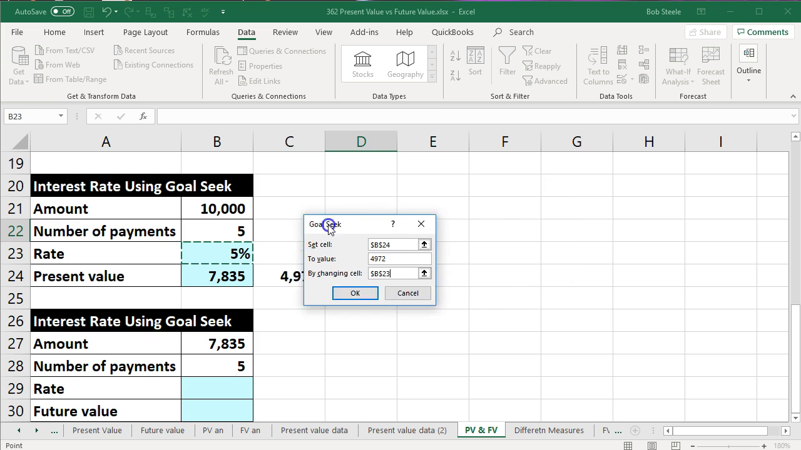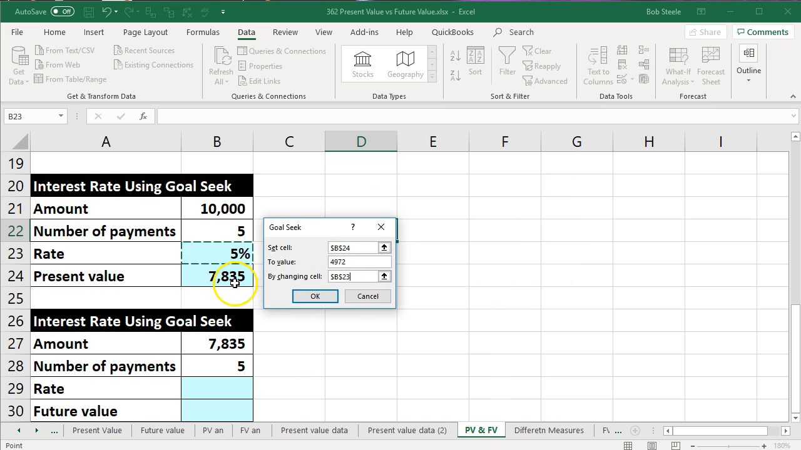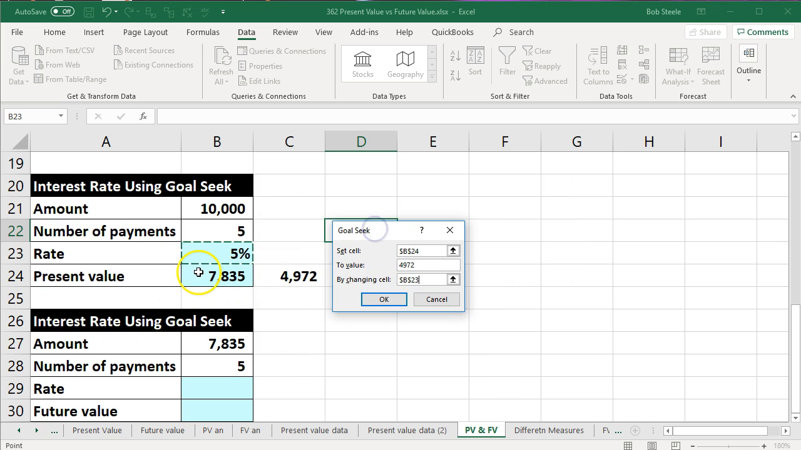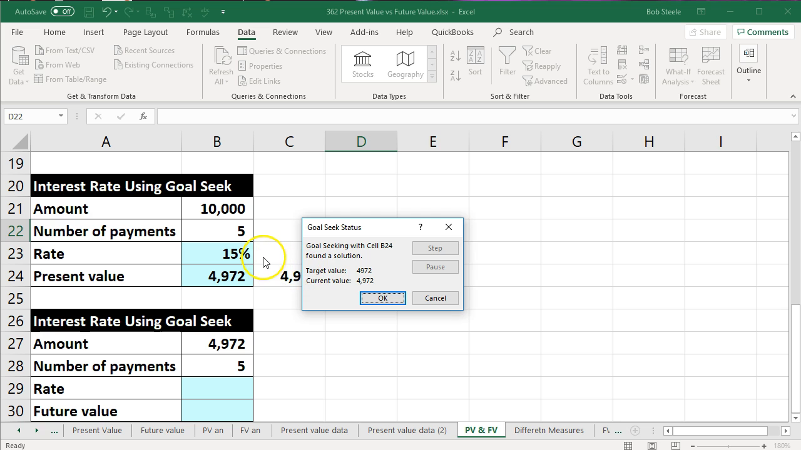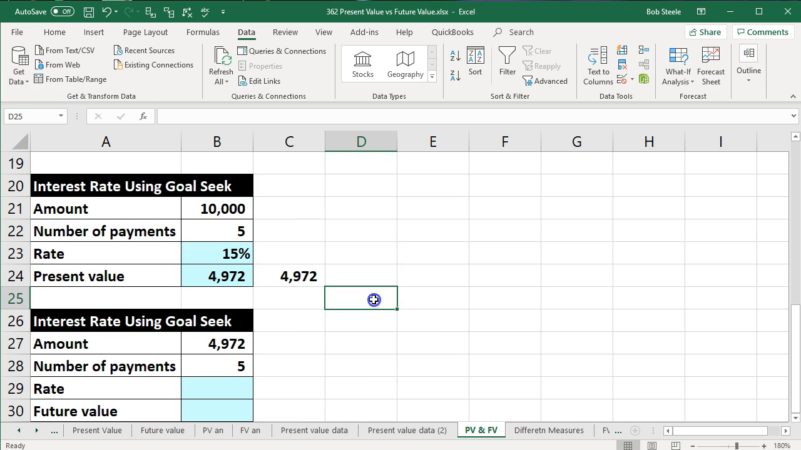So let's review that one more time. We're saying, hey, Excel, we know what this should be. It should be 4,972. Change this cell, B24, to 4,972, please, by adjusting the related cell that's in a related function, a related formula, this rate, this 5%. Just do whatever you got to do to make that 5%. And Excel will actually test everything to figure out what it should be. So we'll say, okay, and then say, 15%. There it is. So now we have that 15% as our answer.